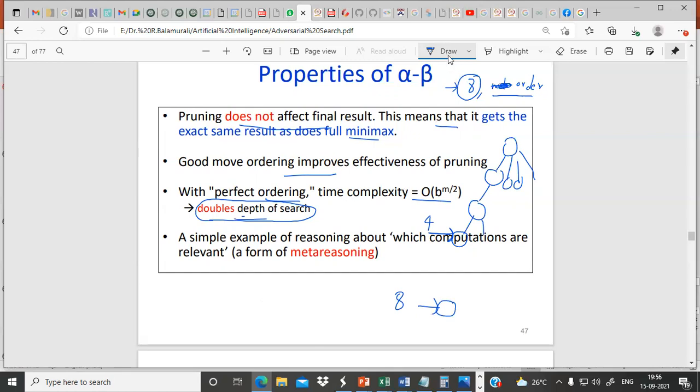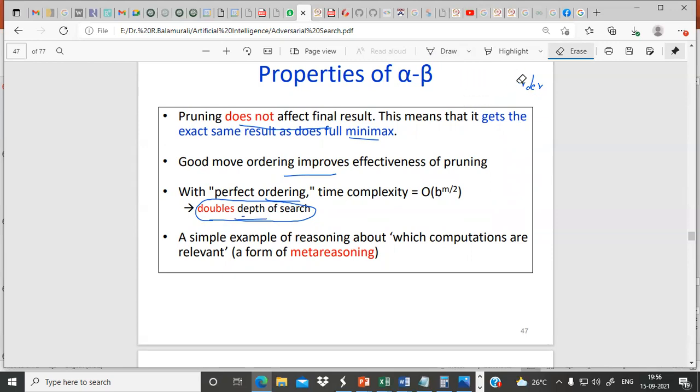So this is one of the advantages of reducing the time complexity. When you reduce the time complexity, you can go deeper. That's the whole point. Previously you could not go that deep because you were running out of time. Now you can go deeper. How much deeper can you go? It is double that of the case before ordering, right? Okay.